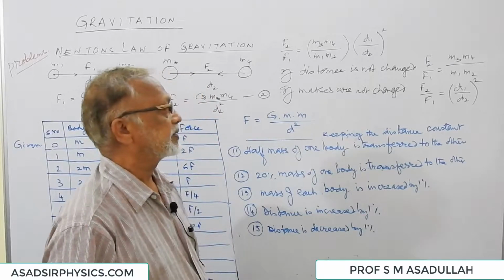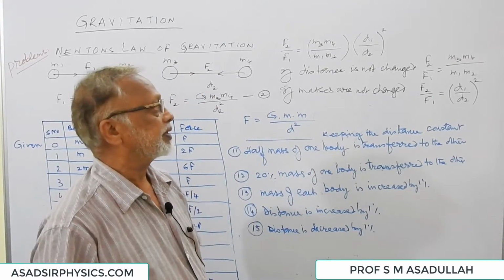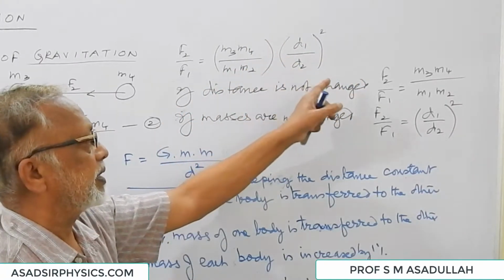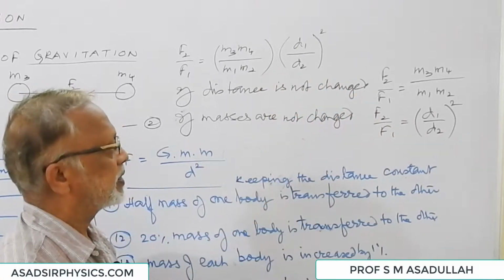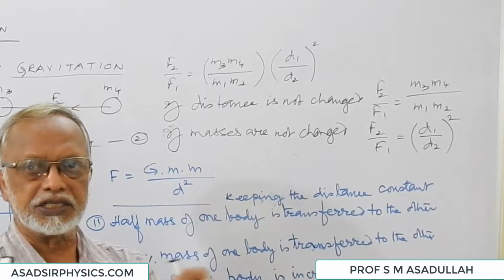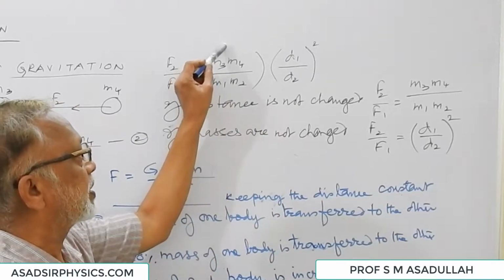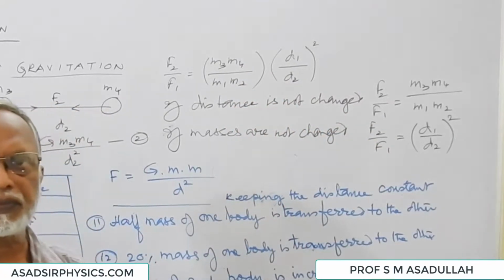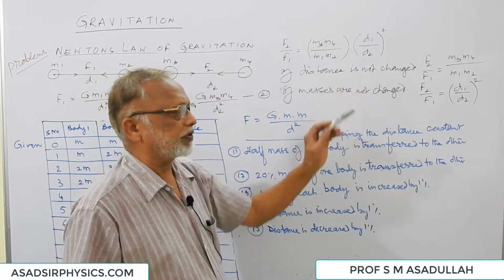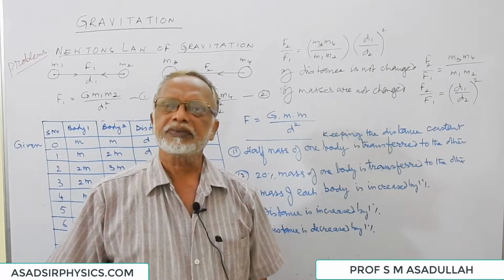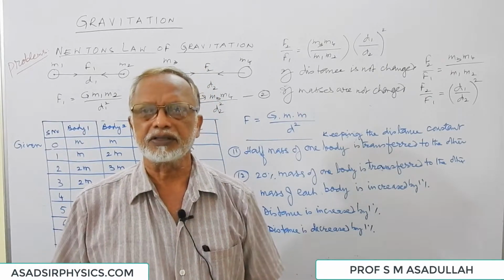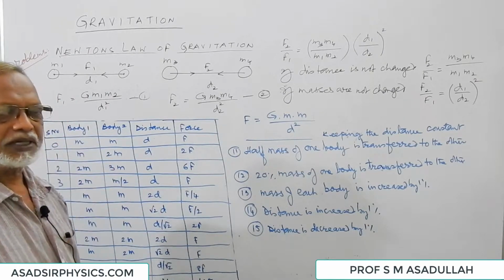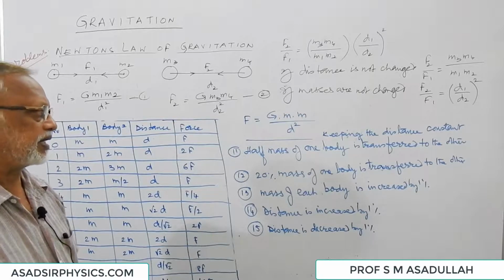Sometimes distance is not changed. Then this part will become 1. Then F2 by F1 will become m3 m4 by m1 m2. Sometimes the masses are not changed, only the distance is changed. Then this part will become 1, and F2 by F1 will become d1 by d2 whole square. Either you can use this formula, or sometimes you can do it directly without using any formula. Just keep any one formula in mind, make the proper changes in imagination, and you will directly get the answer.